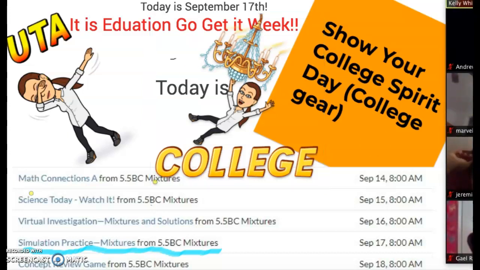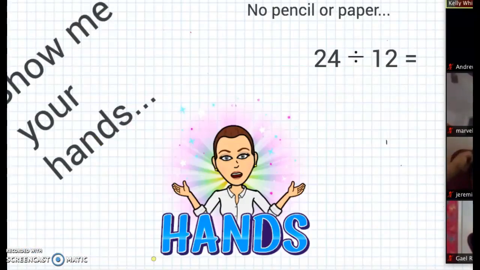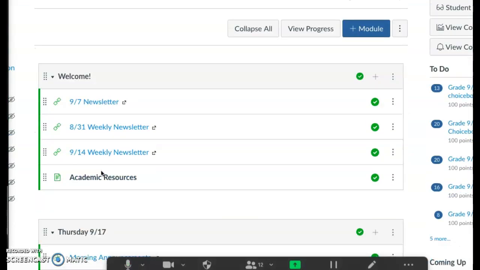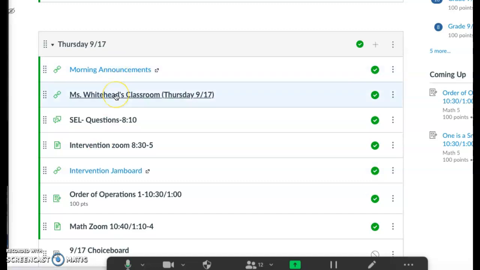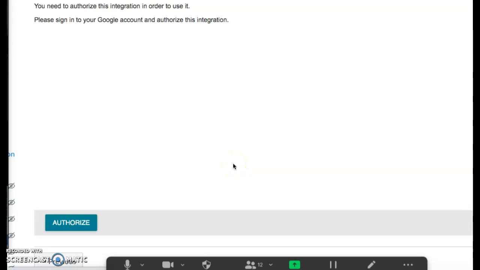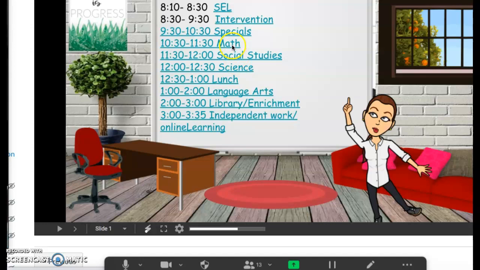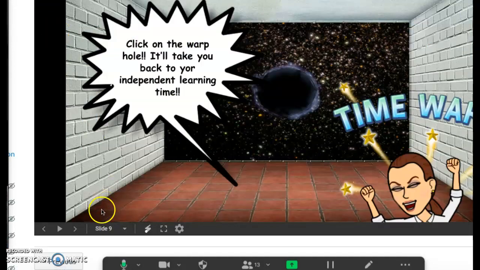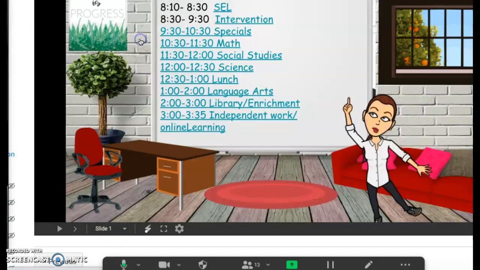All right, moving on. We are ready for number talks. Go ahead and show me your hands. All right, we are going to look at our objectives today. Go back to Miss Whitehead's classroom for Thursday, September 17th. Oop! Miss Whitehead went totally to the wrong thing.